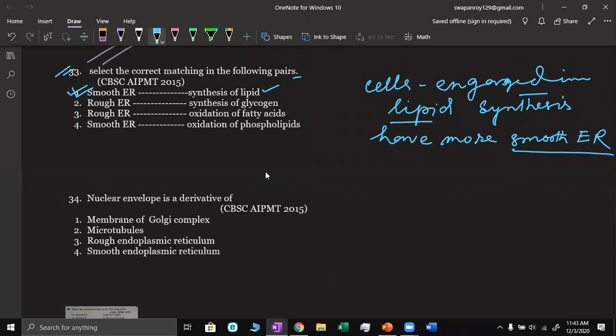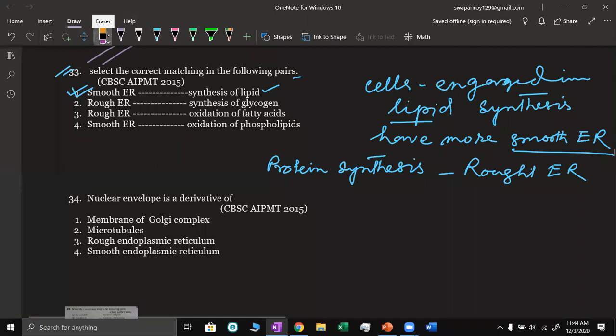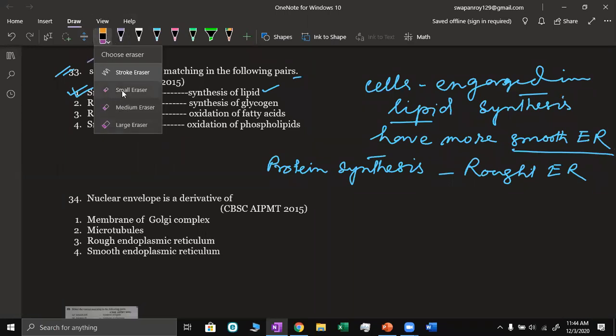Those which are engaged in lipid synthesis have more smooth ER, and those which are active in protein synthesis, say cells engaged in protein synthesis, have more rough ER.